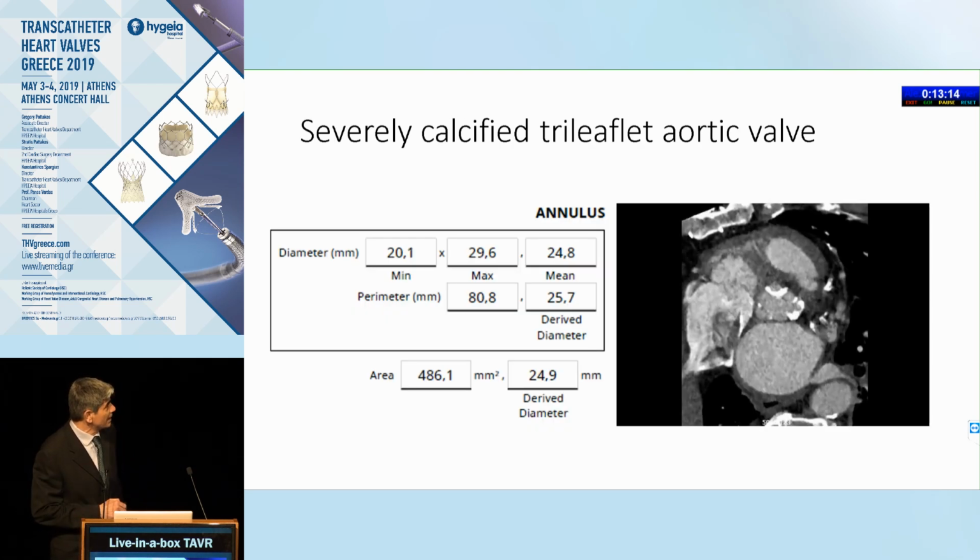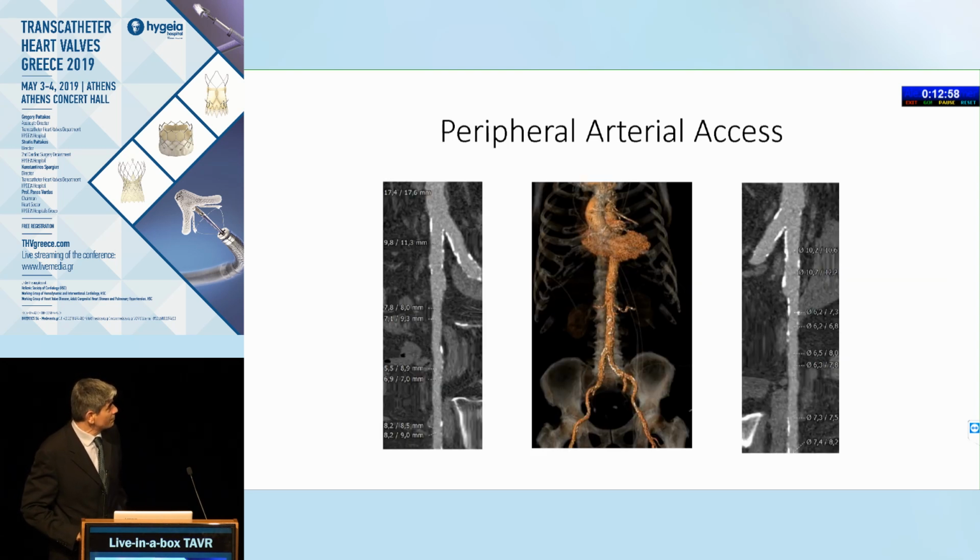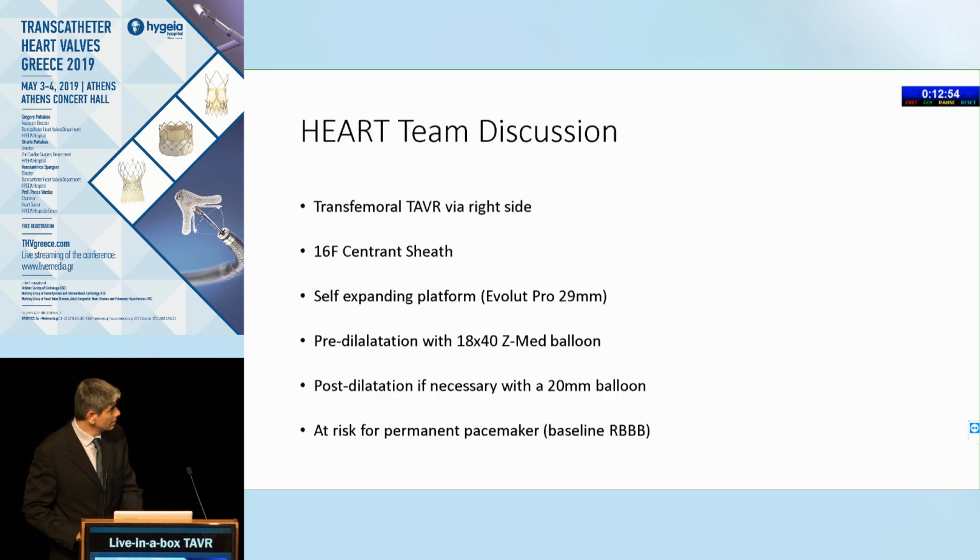And here we see the measurements. We had a diameter of the annulus at 20 by 29, fairly oval, with a perimeter of 80 and a perimeter-derived diameter of 25.7 millimeters. We see his peripheral angiogram looked fairly good for a transfemoral approach from both sides. We decided to go from the right side.